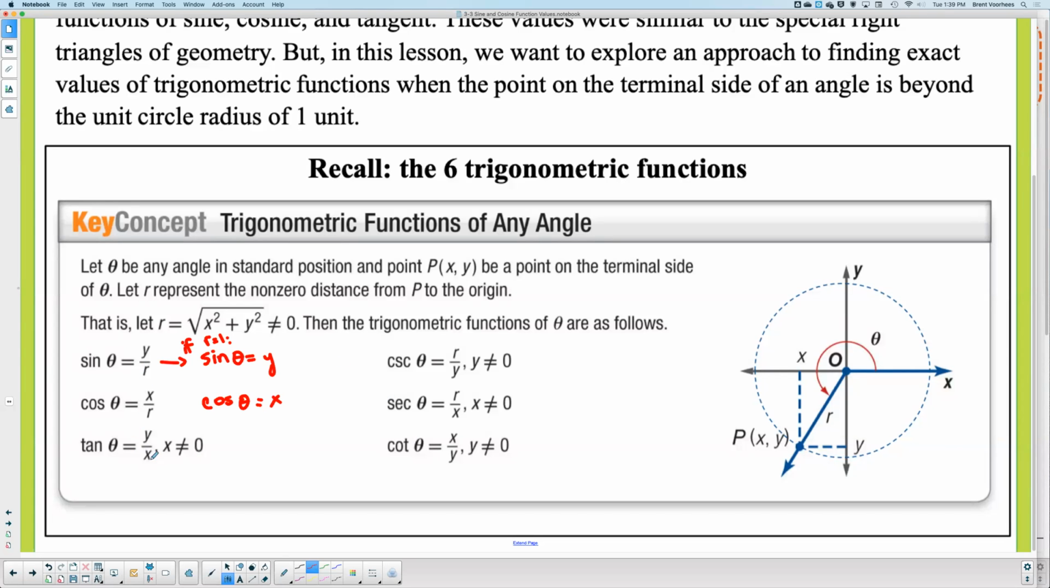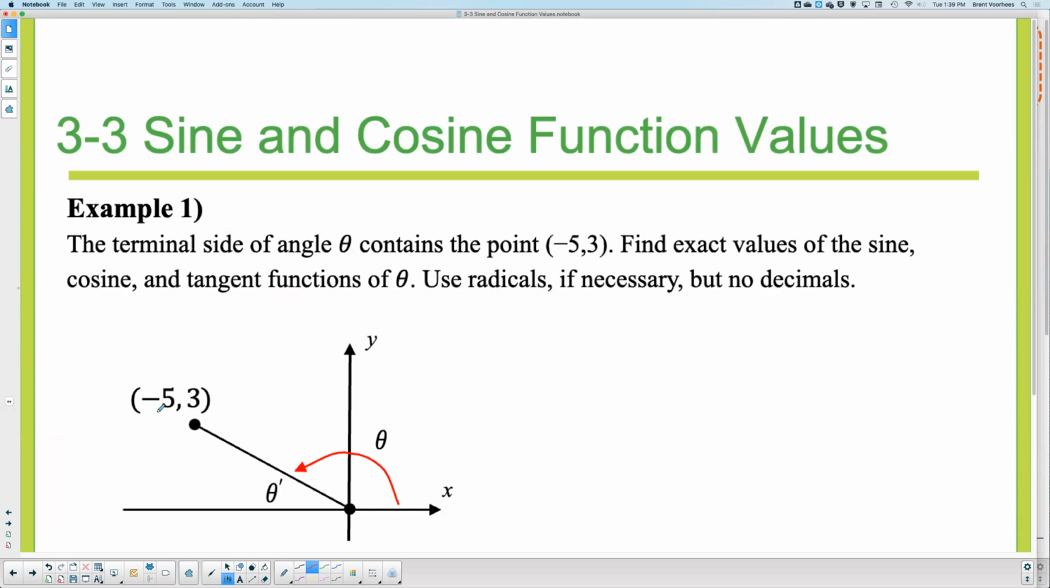Just recall this relationship. I'm still not going to talk about cosecant, secant, and cotangent yet, not until after the midterm. But that's just a review from what we did last class. I want you to recall that before we go too far forward. Sine is y, cos is x. Today, we're going to look at what if r is not 1? Then I would just divide by my r. Okay, so here we go.